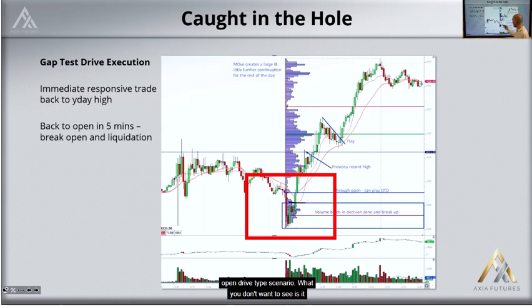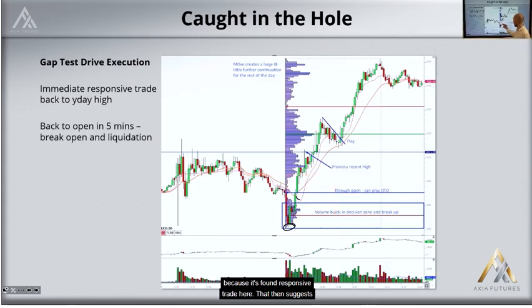What you don't want to see is it trading back through this high, so out of this little box. Bear in mind, this is still not inside the previous day's range. When it moves out of this little box, it doesn't continue on because it's found responsive trade here. That then suggests that the trade is over. And as soon as you get through the open, you then get this charge towards the upside. Liquidation move up, fast drive higher, and then further continuation on from there.